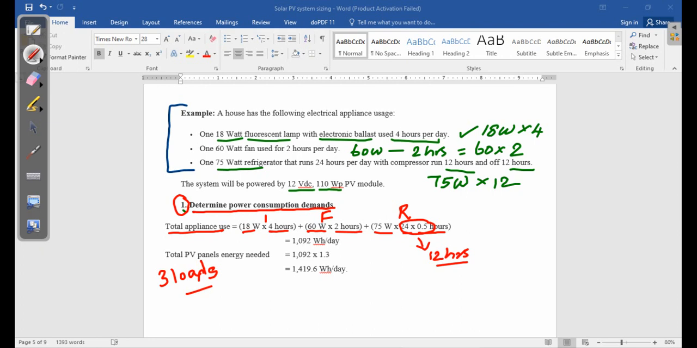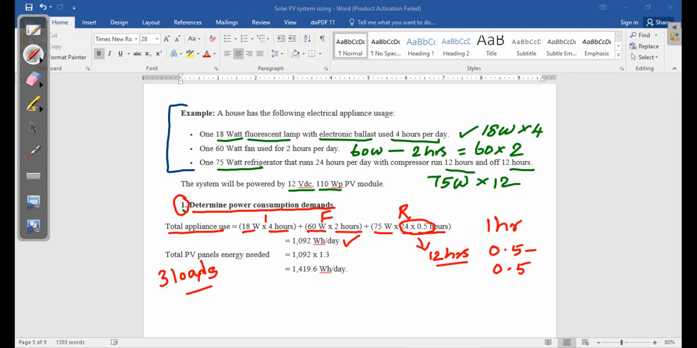24 into 0.5 means that if the refrigerator is continuously operating, for 0.5 of the time it will be working and for 0.5 it will be in the off cycle. So the on cycle and off cycle are classified accordingly. That's why we are considering 75 watts into 24 into 0.5, which means 12 hours. So the total energy required for the day is 1092 watt hours per day.